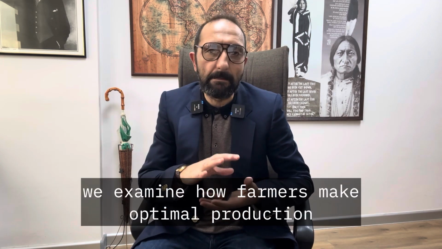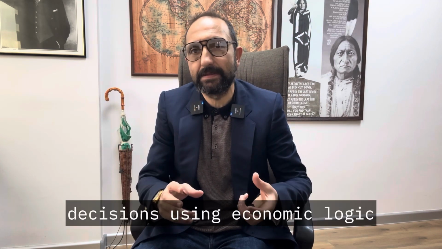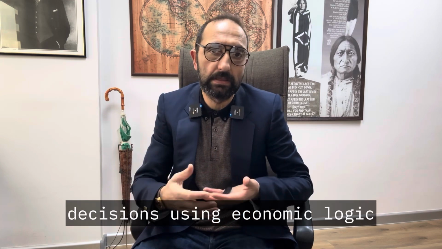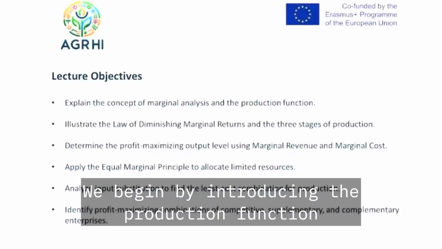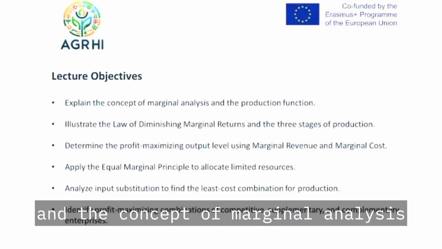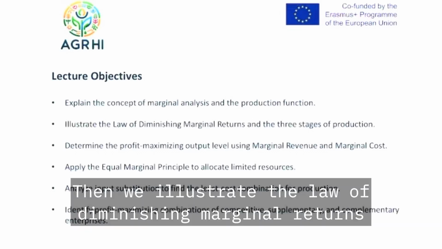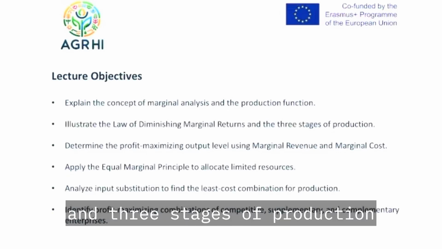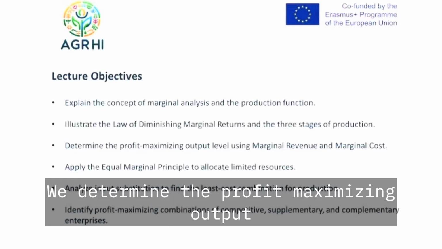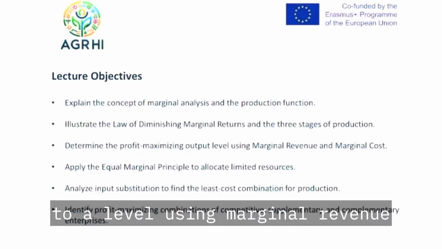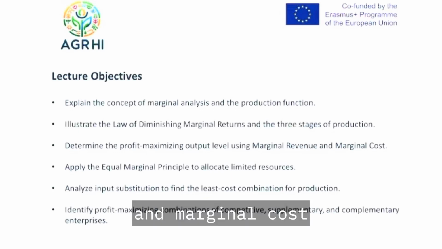In this lecture, we examine how farmers make optimal production decisions using economic logic. We begin by introducing the production function and the concept of marginal analysis. Then we illustrate the law of diminishing marginal returns and three stages of production. We determine the profit maximizing output level using marginal revenue and marginal cost.